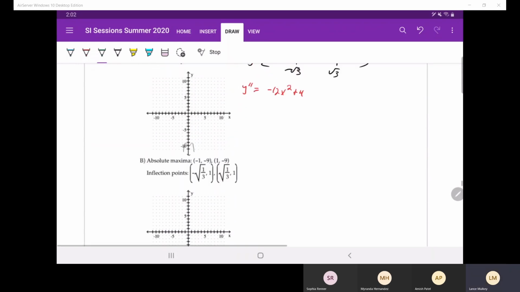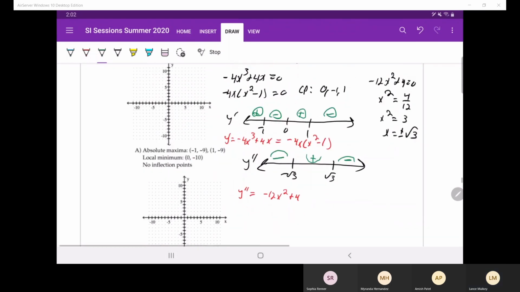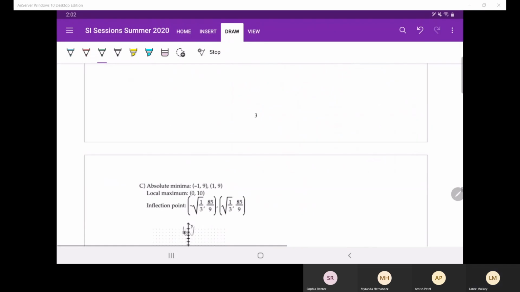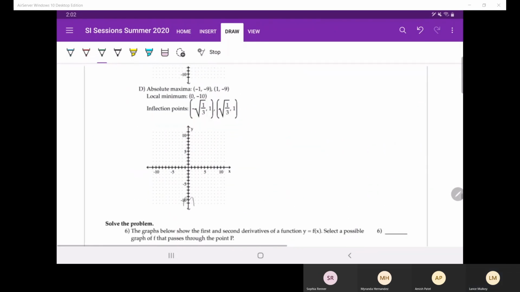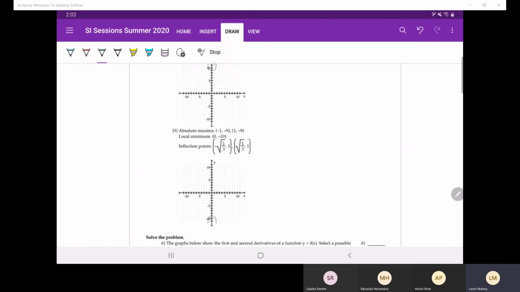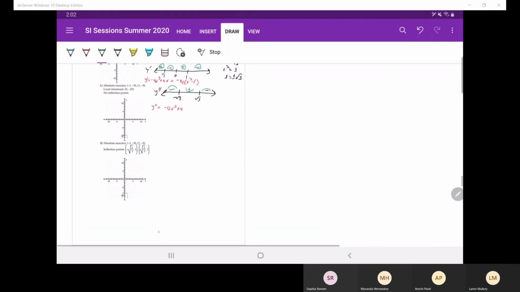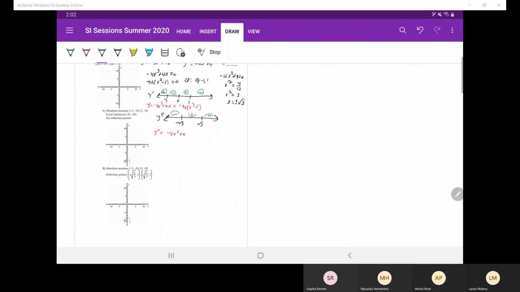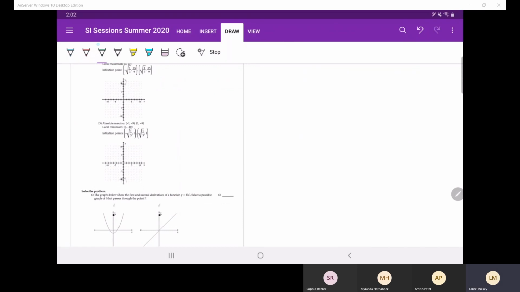And you have a local minimum here at 0. Plug in 0, you get -10. It's either A or D. There's 2 inflection points. It's D.